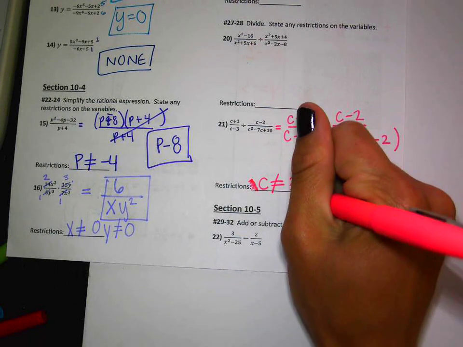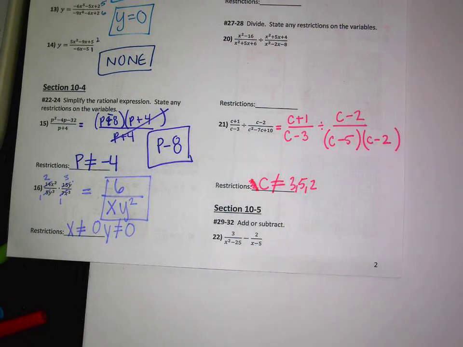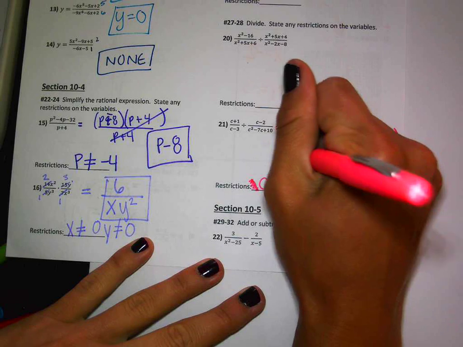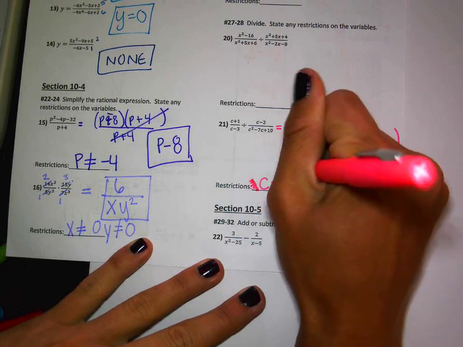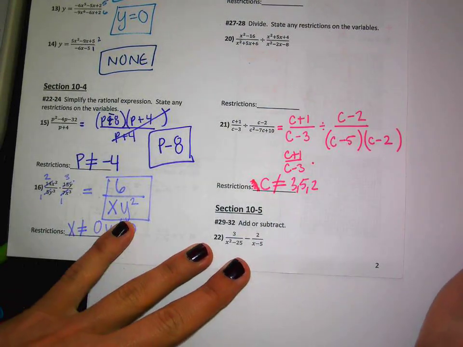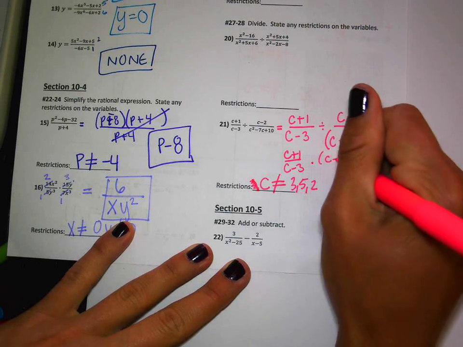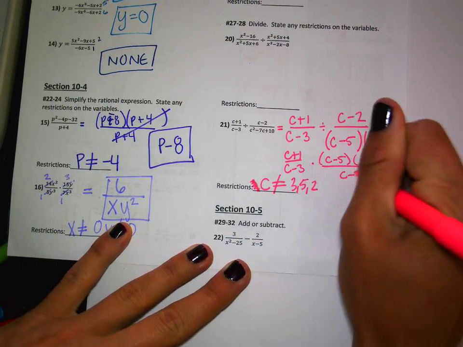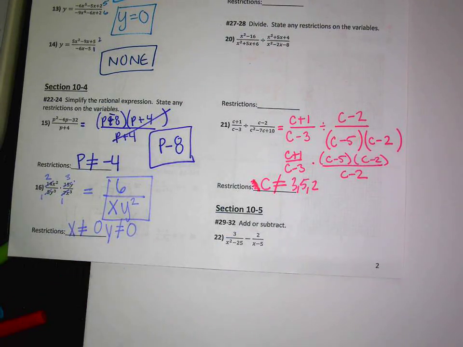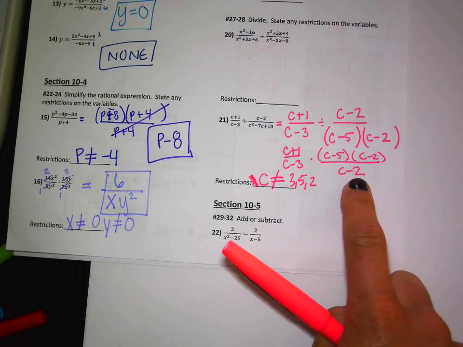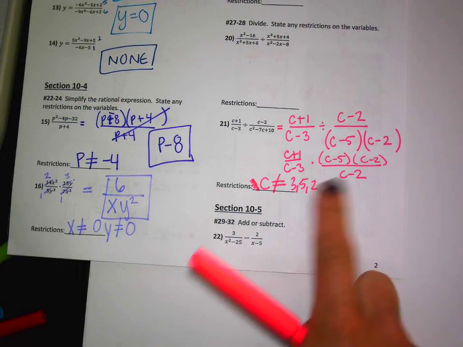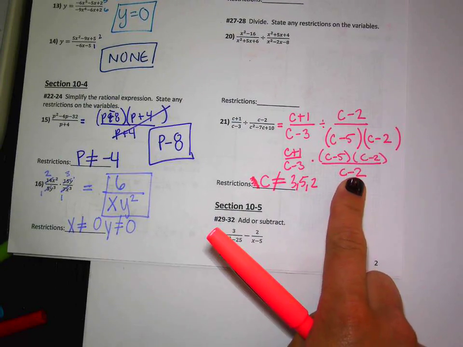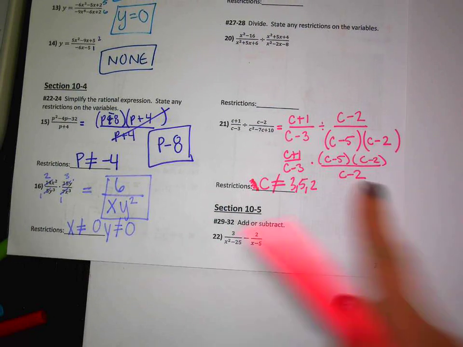So, what can C never be on this problem? 3, 5. Good. 3, 5, and 2. And now, because this is a division problem, you need to keep, change, flip. So we are going to keep the first fraction. Change the sign to a multiply. And flip the second one. When you flip the second one, make sure you don't have any additional restrictions. So I already have the restriction of 2, so I'm good. Got all my restrictions, right? Yes, ma'am. So now cross out.